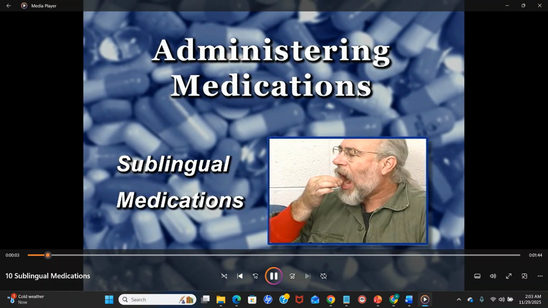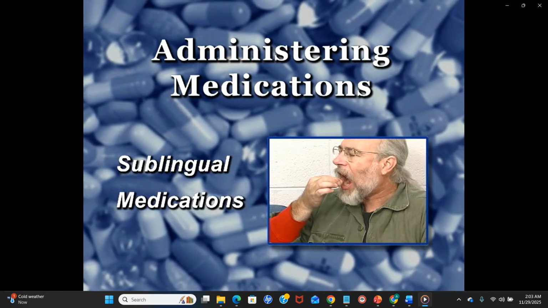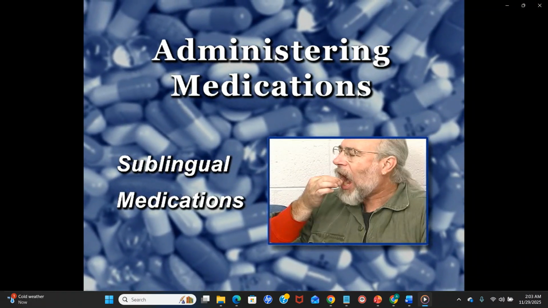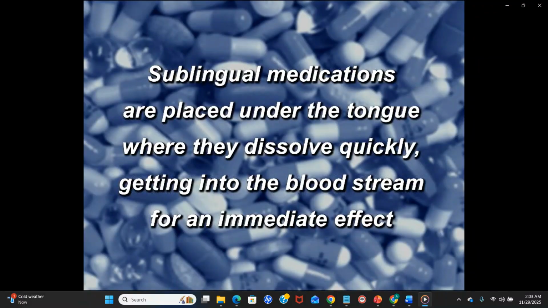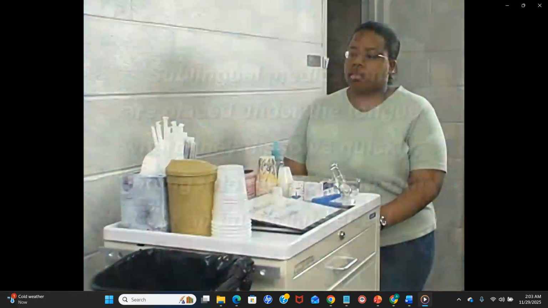Sublingual medications are oral medications that are designed to be dissolved in the mouth. They should not be swallowed whole. Sublingual medications are placed under the tongue, where they dissolve quickly, getting into the bloodstream for an immediate effect.